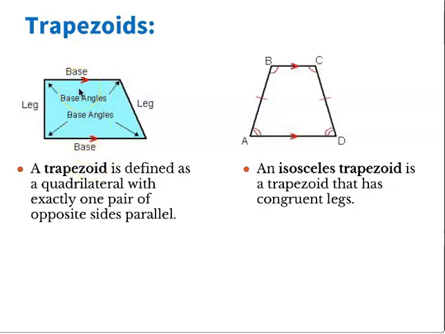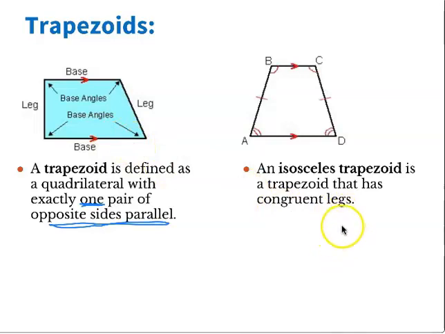So is a trapezoid a type of parallelogram? Remember, parallelograms have 2 sets of opposite sides that are parallel. So a trapezoid is not a type of parallelogram. Remember, parallelograms have 2 sets of opposite sides that are parallel, where a trapezoid only has 1 set of opposite sides that are parallel. And those are bases right here. So that is what makes something a trapezoid, is you have 1 set of opposite sides that are parallel.